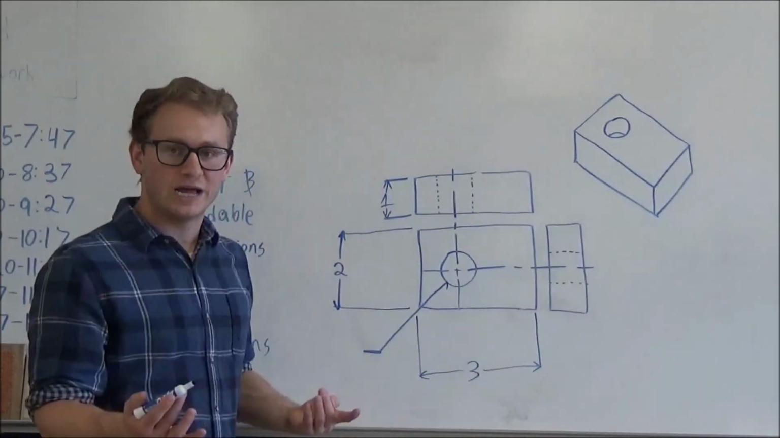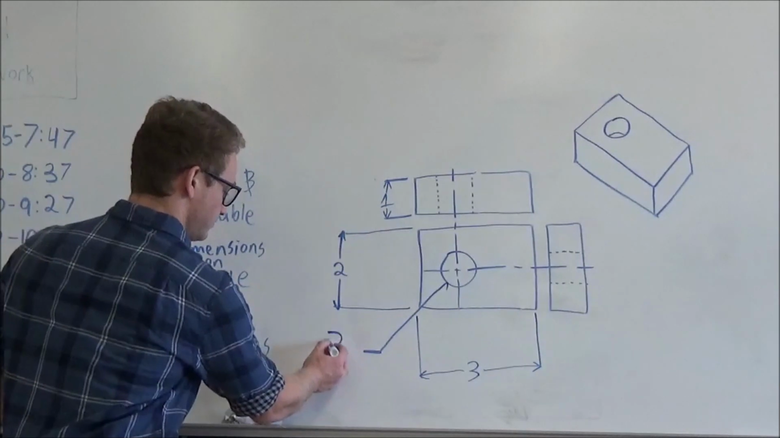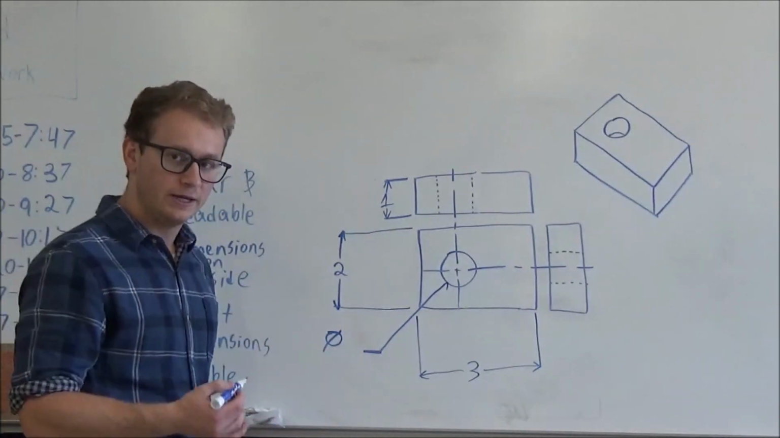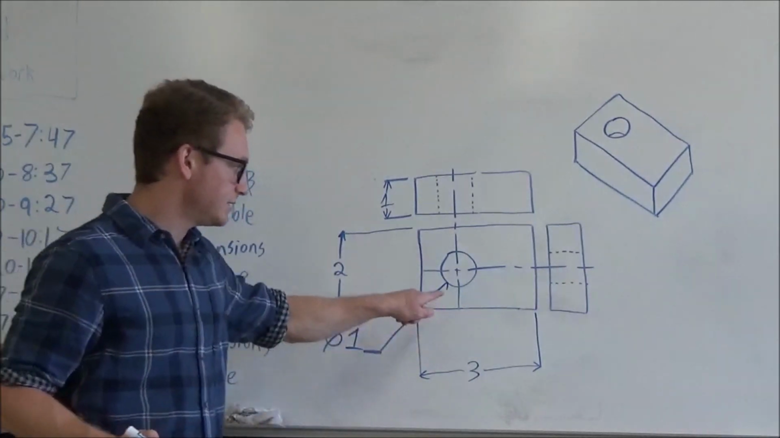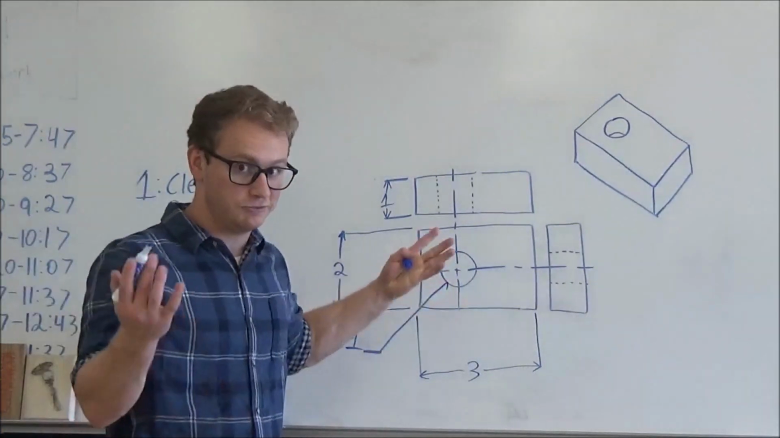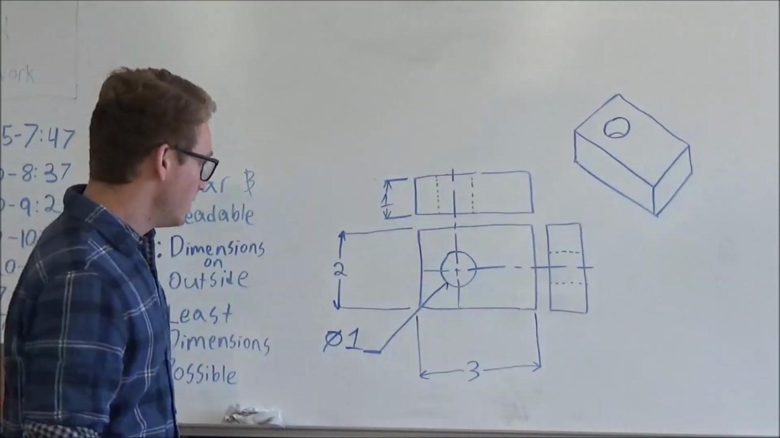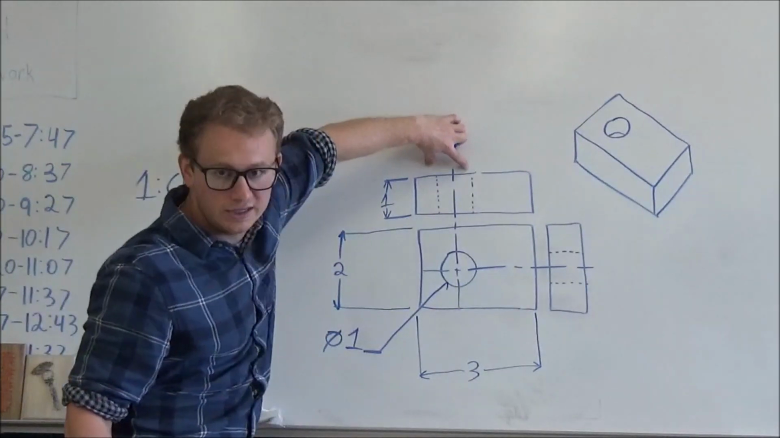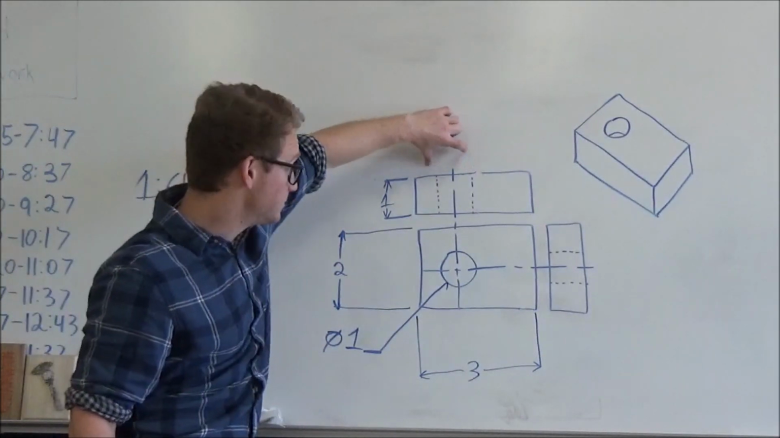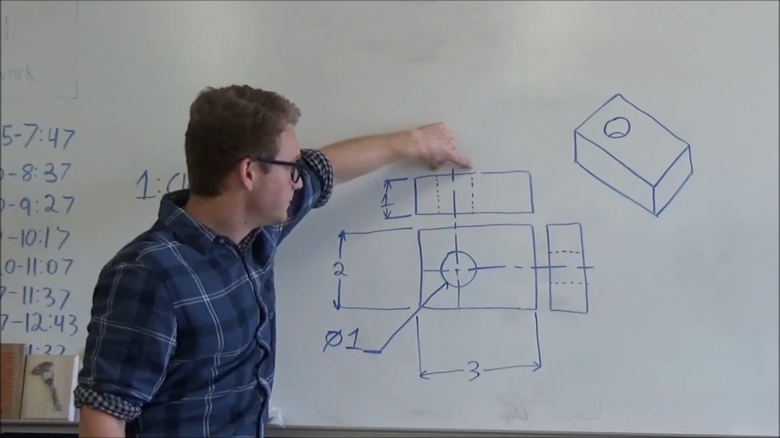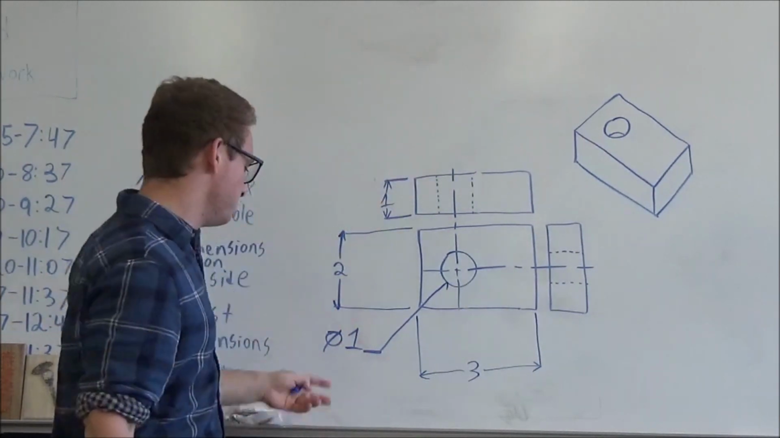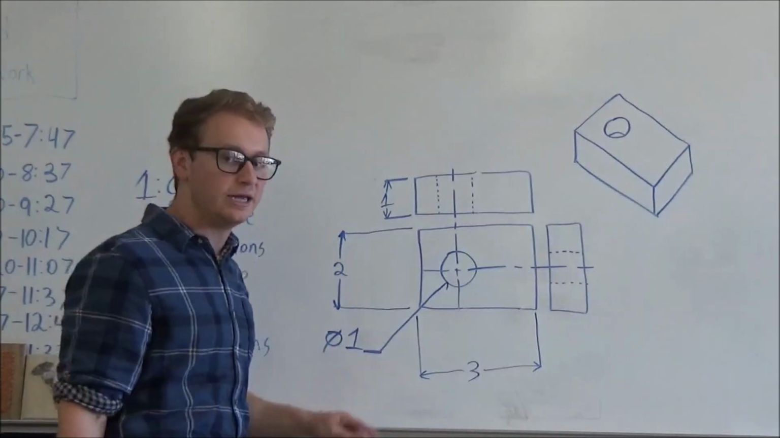The symbol for diameter is a circle with a line through it. And the diameter is 1. So that tells me the diameter of this guy is 1. Pretty easy, right? You could also put dimension lines right here and say the distance between this hidden line is 1. It tells you the same thing. I feel like the most correct way is to use a leader.